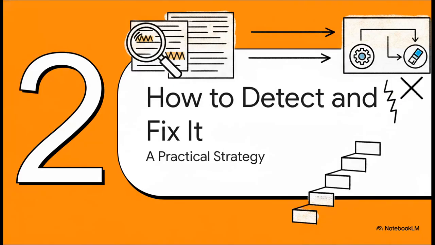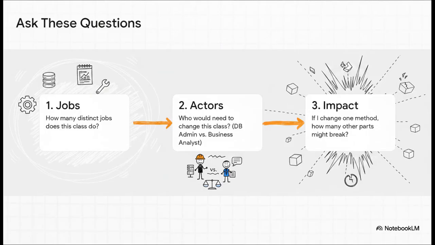So how do we actually spot this happening in our own code? And more importantly, how do we fix it when we find it? Let's walk through a really practical way to do just that. It really just comes down to asking yourself a few simple questions. First, just be honest. How many different jobs is this class actually doing? Second, and this is a big one, who would ask for a change? Is it a database admin, a business analyst? If you can name more than one role, ding, ding, ding, you've probably got more than one reason to change. And finally, think about the blast radius. If you tweak one little thing, what else could blow up?